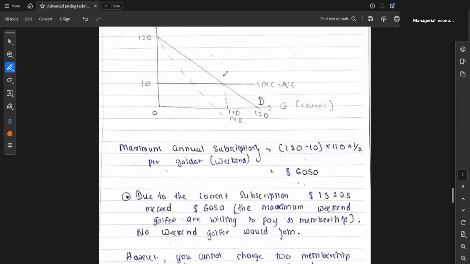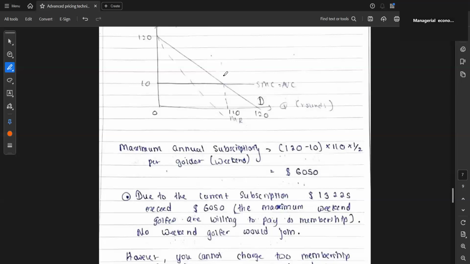This amount is lesser than the annual subscription fee that a senior golfer is willing to pay. So that means if we charge the same amount of subscription, we cannot charge a different amount of subscription fee for these golfers. That cannot be done. There will be issues happening.